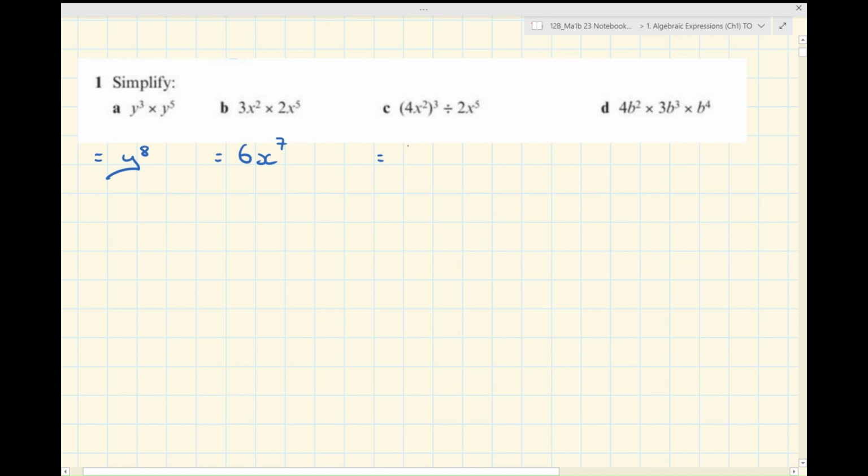Right, in this question here, I'm going to have 4 cubed times x squared cubed divided by 2x to the power 5. Well, that's going to give me 64. X squared cubed is x to the 6 divided by 2x to the 5, which is going to give me 32. And then x to the 6 divided by x to the 5 is x to the 1, subtracting the indices. And in part D here, I've got 4 times 3 is 12. B squared times b cubed times b to the 4, add those indices, b to the 9.